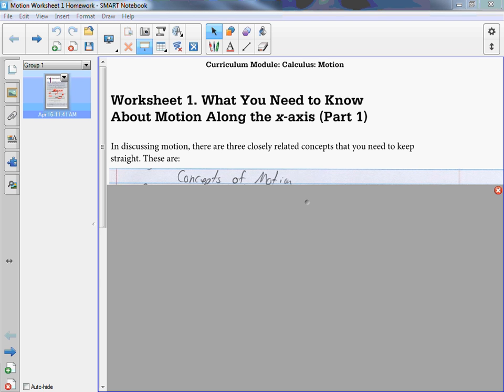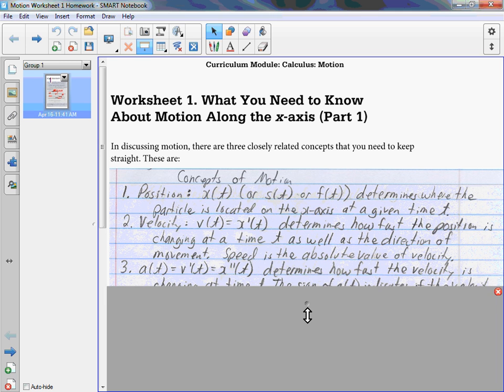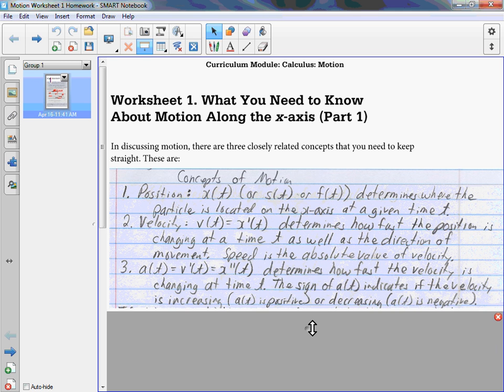All right, so let's look at how we start here on worksheet 1. It says, in discussing motion, there are three closely related concepts that you need to keep straight. And these are, here's where you start: position, velocity, and acceleration.